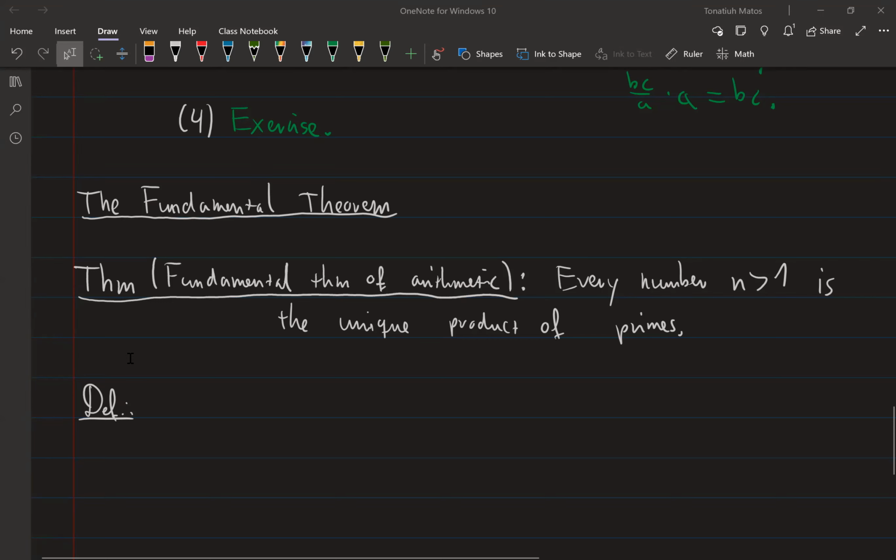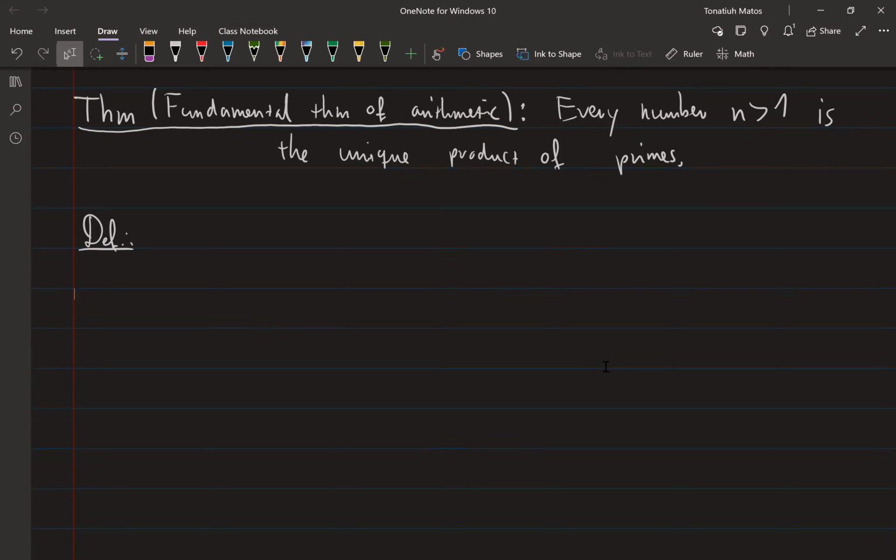So this is a statement of the fundamental theorem of arithmetic, and as you can see, there's two parts of it. On the one hand, we're claiming that every number can be factored into primes. The second part, which is the tricky one, is that this factorization is unique. Now, there's one definition that I want to write down that makes the statement a lot more clear and easier to deal with. So that's the following.